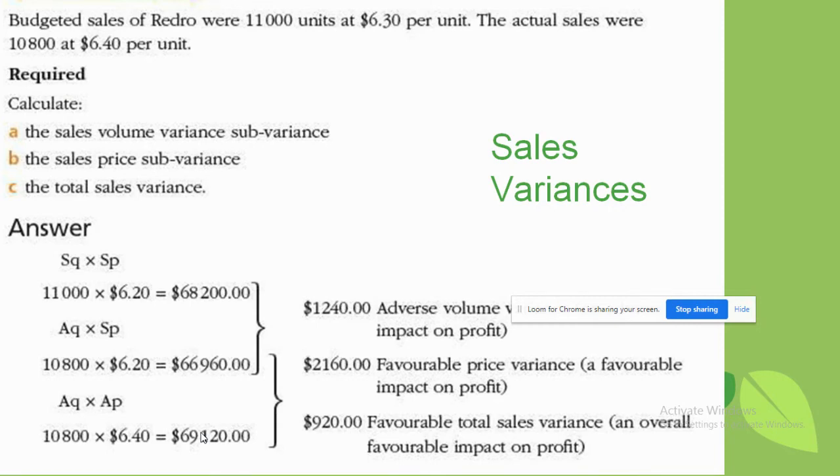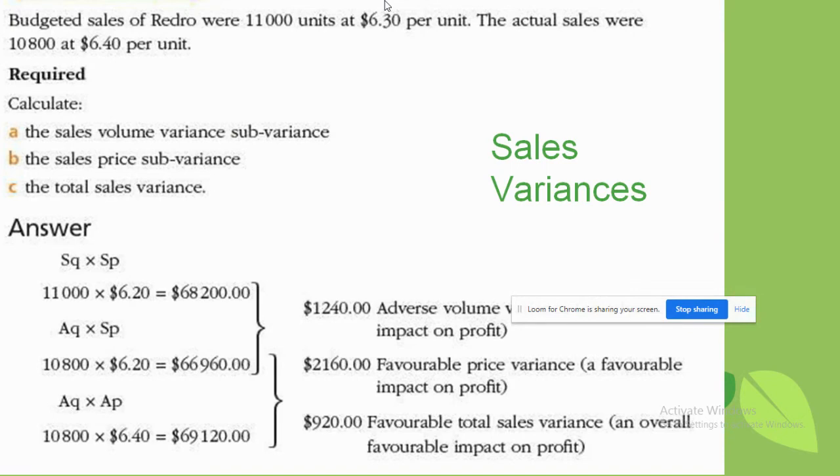Next is sales variance. This just considers our sales budgeted with the sales actual, and we look at favorable or adverse variance as the case may be. So example here, budgeted sales of Redro were 11,000 units at $6.3 per unit. The actual sales were 10,800 at 6.4 per unit. So units of sales budgeted was more than units of sales made eventually, and the selling price was also different from the actual.